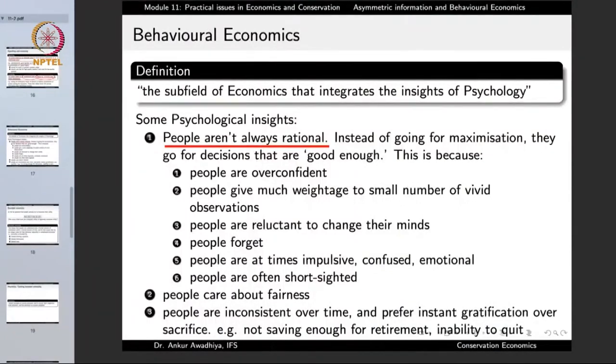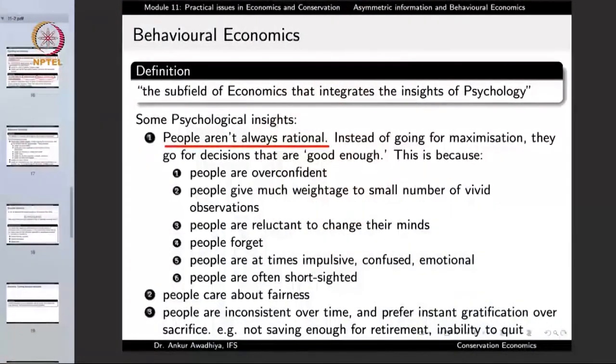People are reluctant to change their minds. So if somebody goes and tells a factory owner that, okay, you are working at a region where your marginal cost is greater than the marginal revenue, you need to cut down on production, the person might react vehemently. The person might say, oh no, who are you to tell me? Because people are reluctant to change their minds. People assume that whatever they are doing is the correct thing to do.